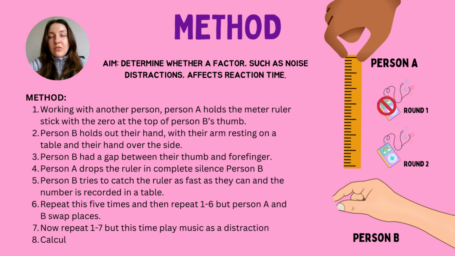Once person A, who is going to drop the ruler, is ready, they are going to drop the ruler without telling person B. And they're going to do this in absolute silence to begin with. So in this practical, we're investigating how noise levels act as a distraction and how that can influence reaction time.